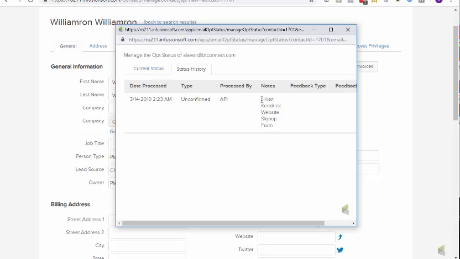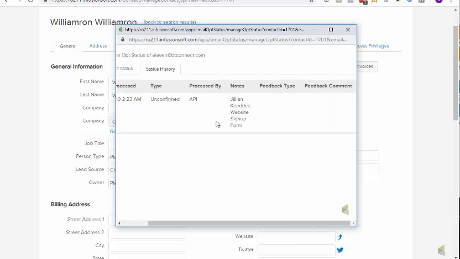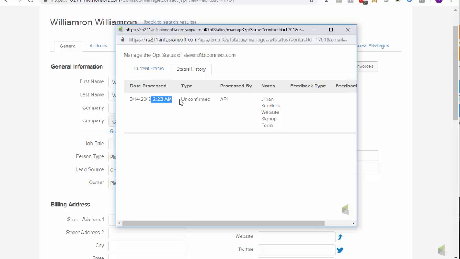I would actually put in my API key notes the actual name of the form or the thing that they were opting in for, or the name of the lead magnet, or something else that gave me a clear indication of what it was. This is very, very vague. And it's happening at 2:30 in the morning. That's a huge giveaway that this is spam and that it's processed through the API.